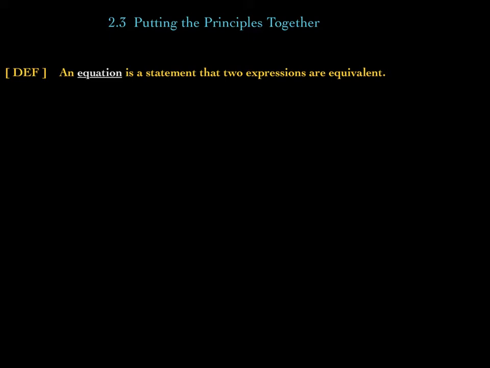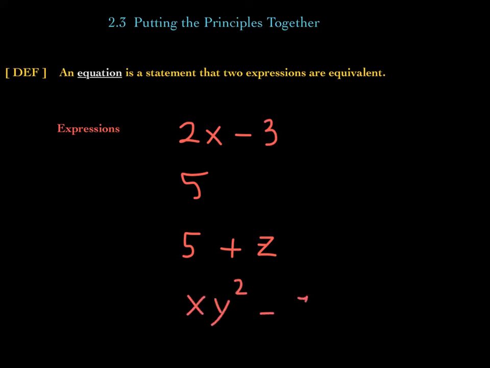Let me give us some examples of some expressions. An expression, I'm just going to make these up as I go, can be something like 2 times x minus 3. That's an expression. Or, I don't know, just the number 5. That's an expression. Or 5 plus z. That's an expression. Or x, y squared minus z. These are just expressions, okay? It could be just a number, it could be just a variable, or a sum or difference of numbers and variables. These are expressions. Now, none of these are equations. None of them are equations.